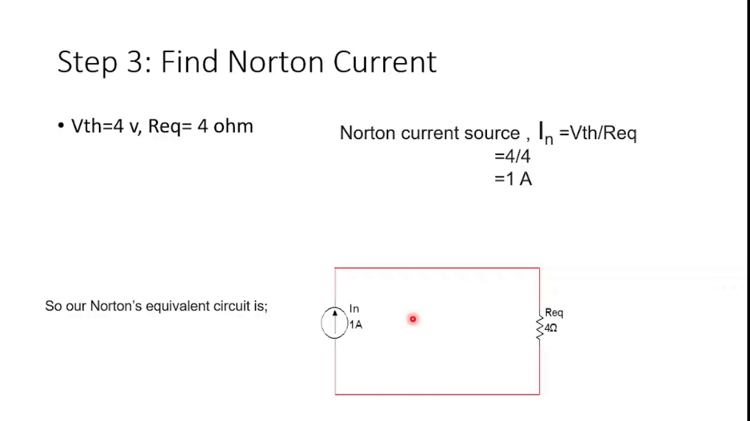Just keep the basics in mind that there are 3 steps. First you have to find the Thevenin voltage, then you have to find the equivalent resistance, and then you have to use those 2 values in order to find the Norton current.